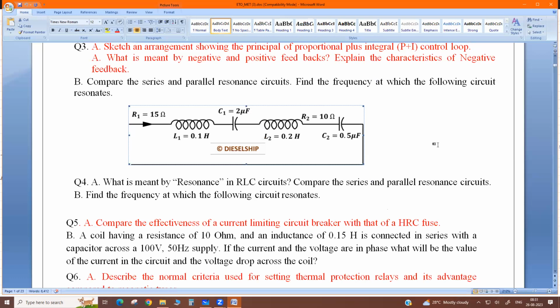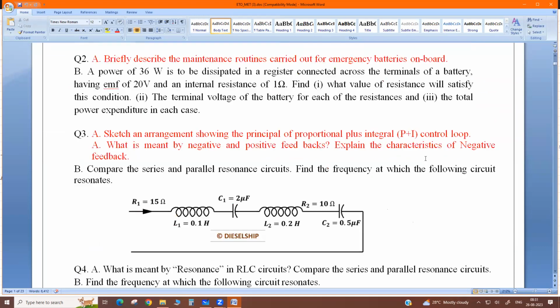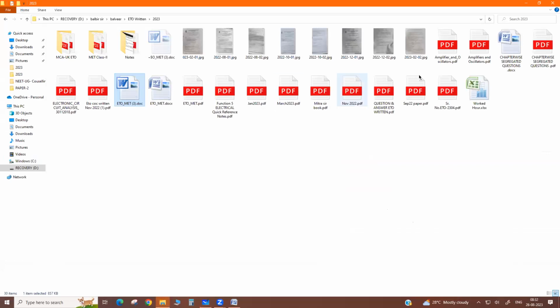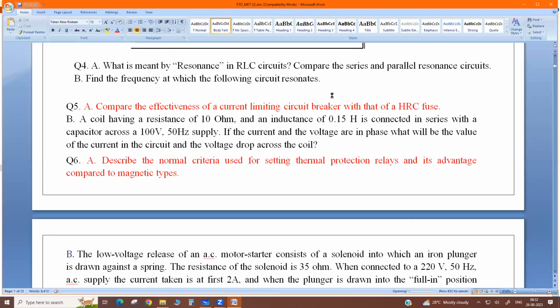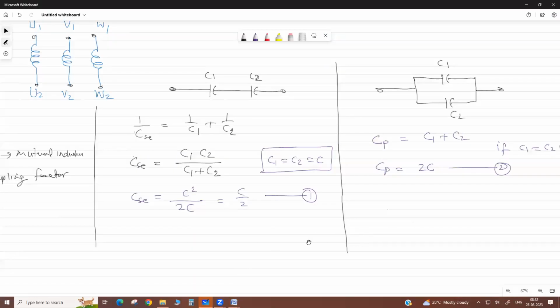So like capacitance, if there is a question asked in your examination, I show you. If two equal capacitors are in series, earlier it was asked in all DTO questions. See this question, which has a greater equivalent resistance? Resistance means actually it is reactance. If two equal capacitors are in series or parallel.